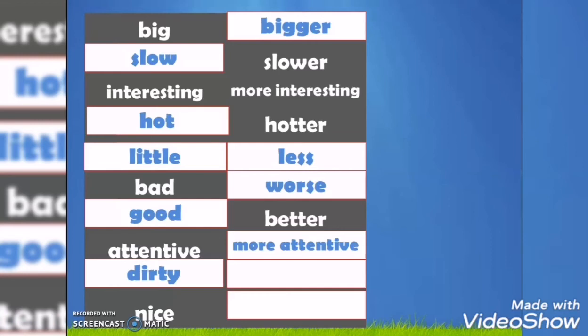Dirty. Okay, dirty is a word that ends with the letter Y, like hungry. What did I do for the word hungry? I said we should cross the Y and, before adding ER, add I-E-R. So dirty, dirtier. I cross the Y and I add I instead of the letter Y. Then I add ER as usual. Nice becomes nicer. So I only add the letter R because nice ends with the letter E.